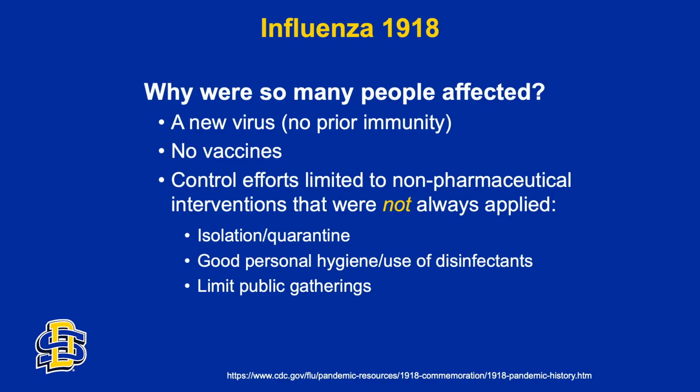The reason the flu of 1918 was so bad was that that virus, we know now that it was a virus. Back then, they didn't know what a virus was, but no one had ever seen that disease before. So there was no immunity. None of the population was immune to it. Also, there were no vaccines back then for the flu. So the only real way to control it was through isolation or quarantining people, good hygiene, washing your hands, doing everything that we're being told to do now.